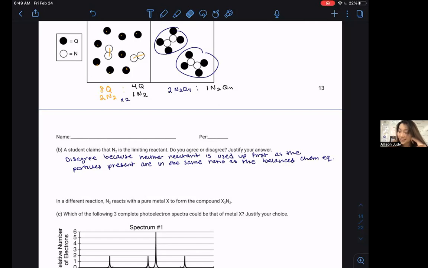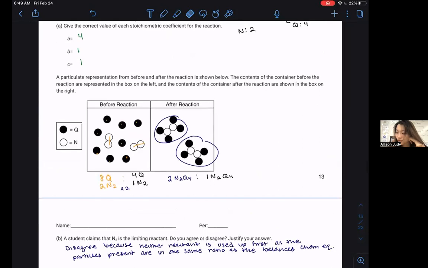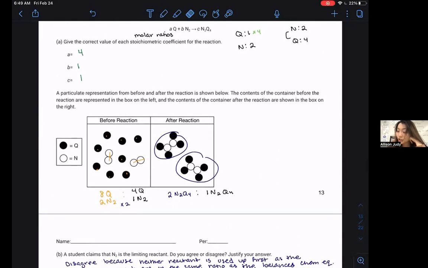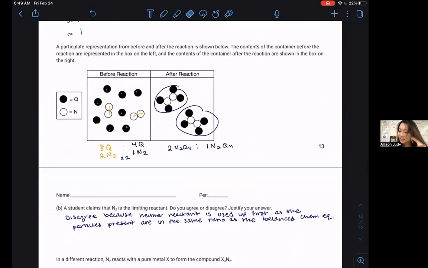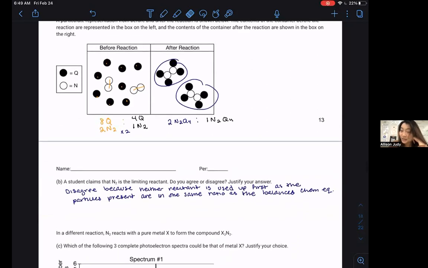that's used up first. And I would say that theoretically it should be Q, if we're just looking at molar ratio wise, like no gram amount given, just generally molar ratio wise, we would think that Q is actually the limiting reactant because of its larger molar ratio required or stoichiometric coefficient, right? So I'm going to leave it at disagree. And let's go ahead and move on.